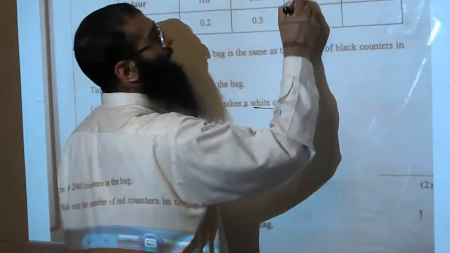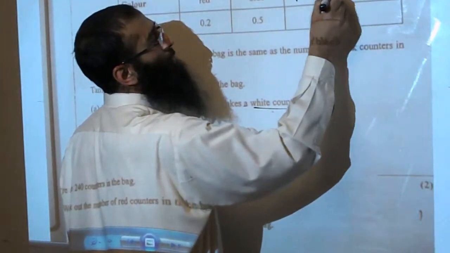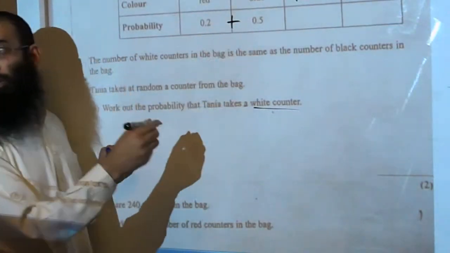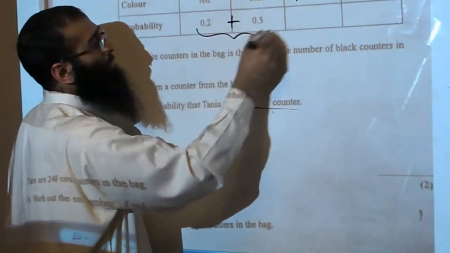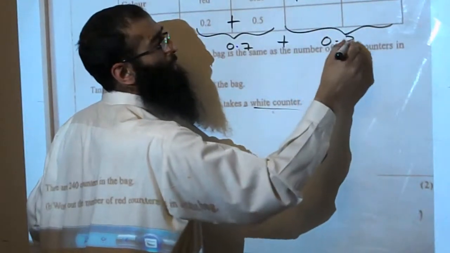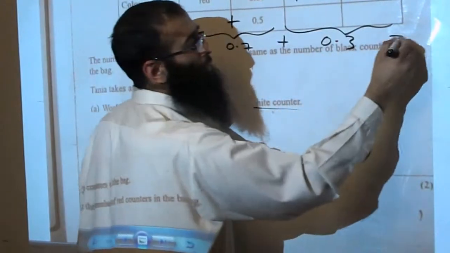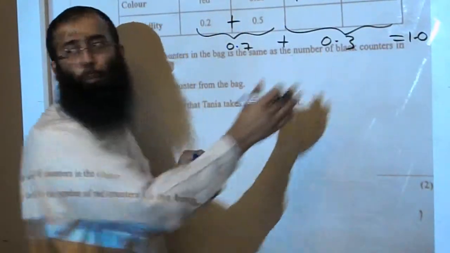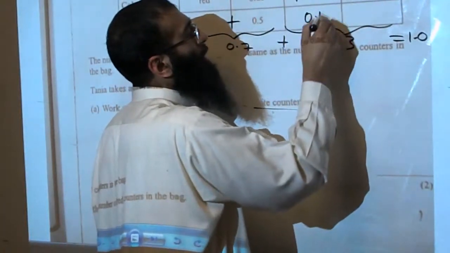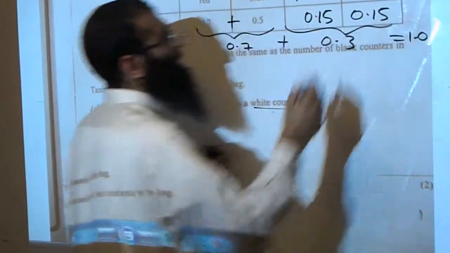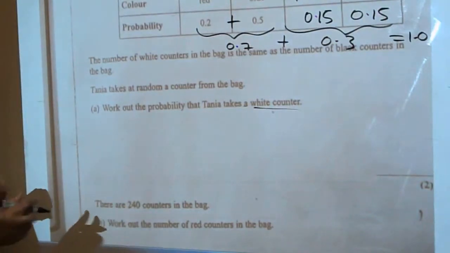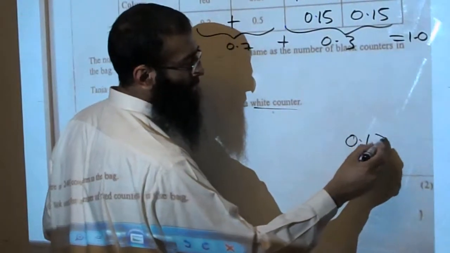Now, we know the probability of a white and the probability of a black are both equal to each other. So first of all, we do 0.2 add 0.5 to work out what we've got so far. That gives us 0.7. 0.7 add both of these, 0.7 add 0.3 is equal to 1. So these two must add up to 0.3, and because they're both equal, we half 0.3, and that gives you 0.15 each. So white counters, that's going to be what? 0.15.